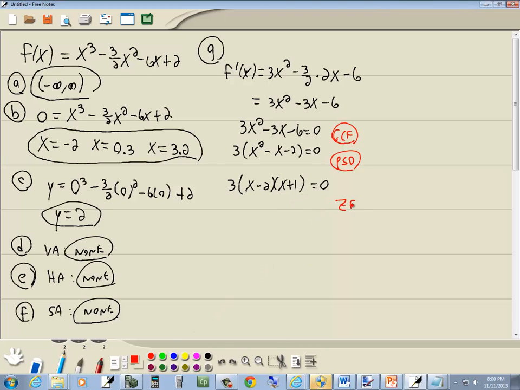Zero factor property. It says if you get 0 on one side and you factor the other side, you set each factor equal to 0. Now we don't need to set 3 equal to 0 because there's no variable to solve for there. But we'll set the x minus 2 equal to 0 and the x plus 1 equal to 0. And we get x equals 2 and x is equal to -1.